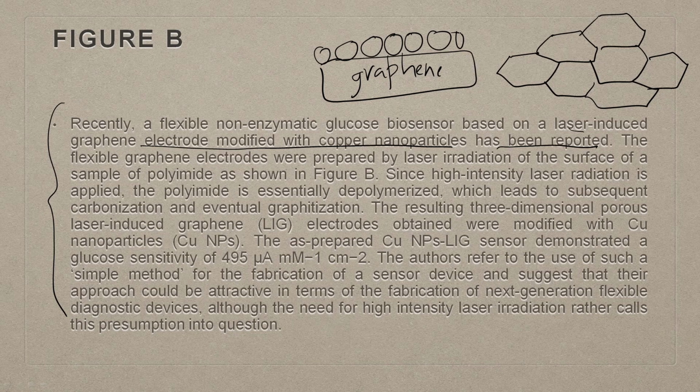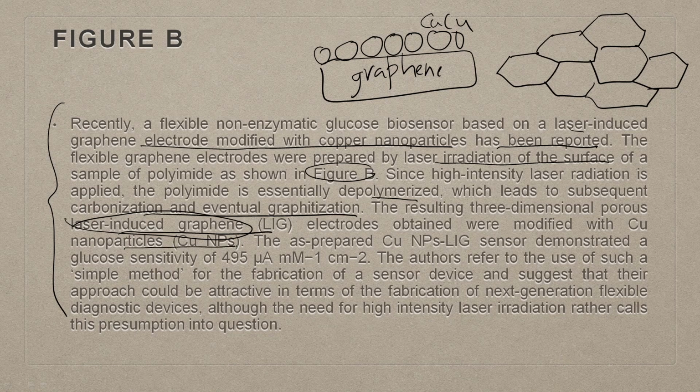On top of that, you are decorating it with copper. The flexible graphene electrodes were prepared by laser irradiation of the surface of a sample of polyimide, shown in figure B. Since high intensity laser radiation is applied, the polyimide is essentially depolymerized, which leads to the subsequent carbonization and eventually graphitization. The resulting three-dimensional porous laser-induced graphene electrodes, LIG for short, were modified with copper nanoparticles.